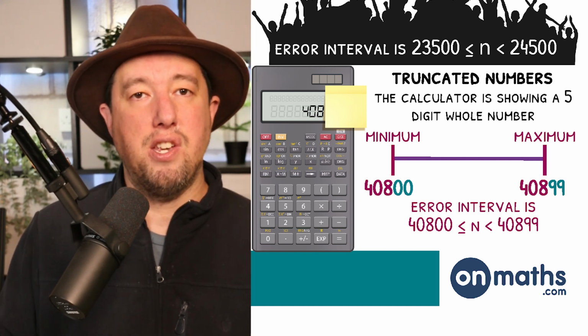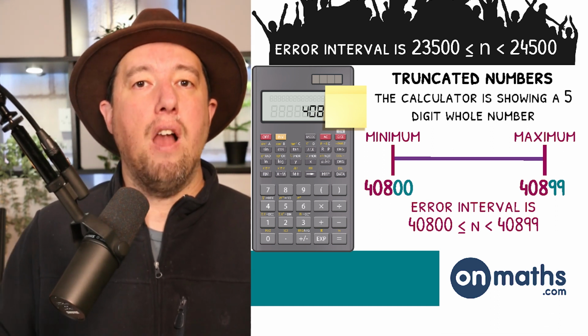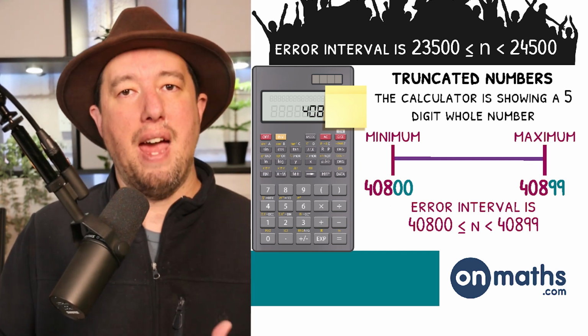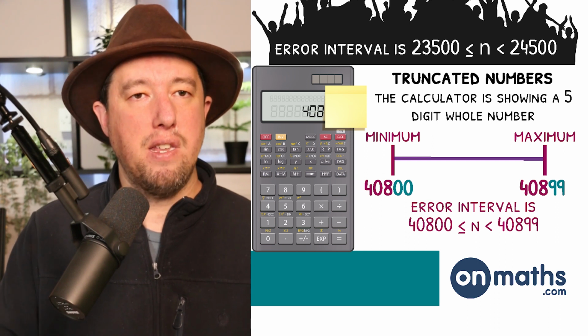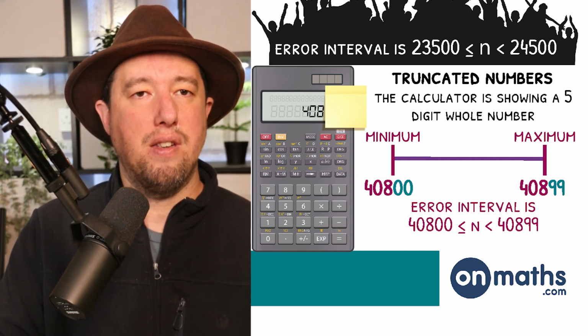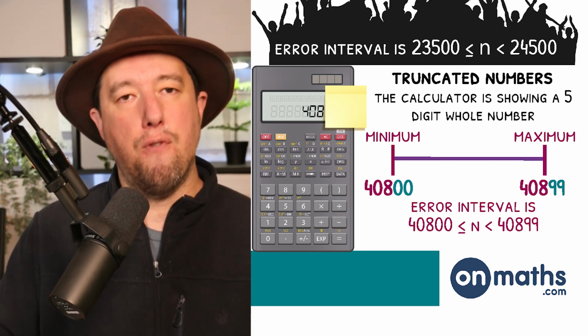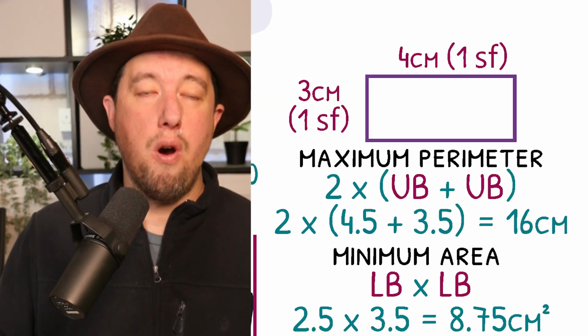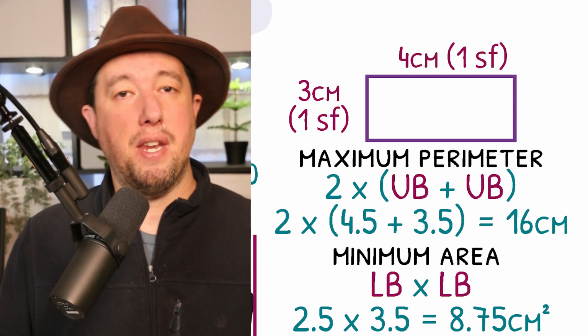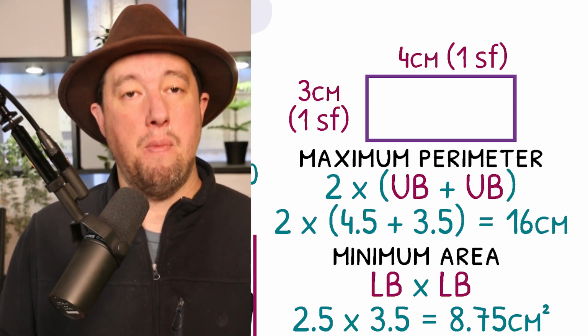The largest digits are 9 and 9, making our largest value 40,899. Our error interval will therefore be n is greater than or equal to 40,800 but less than 40,899. The minimum and maximum values are known as the lower and upper bounds. We can use bounds in calculations to find the minimum and maximum answers.